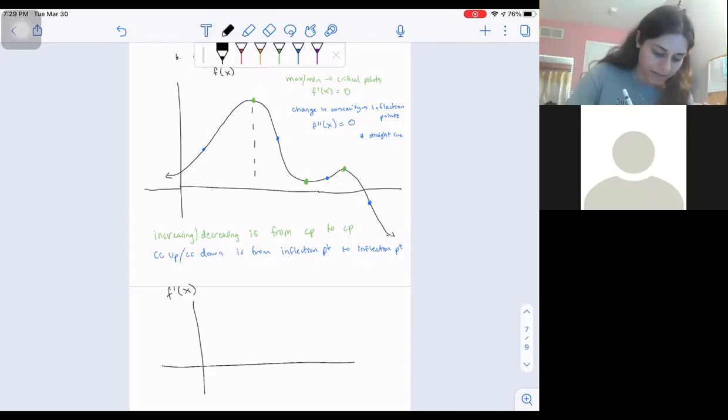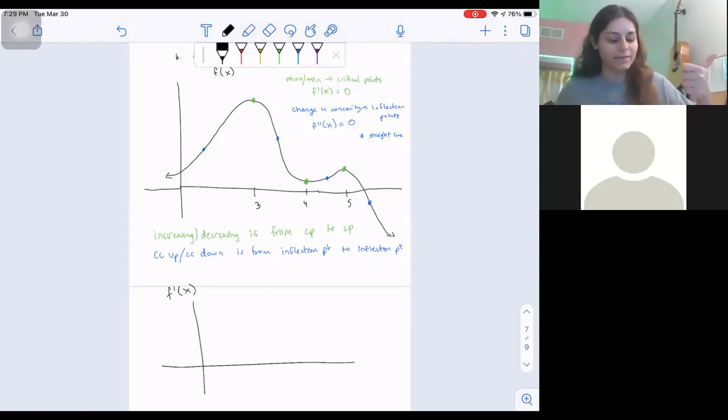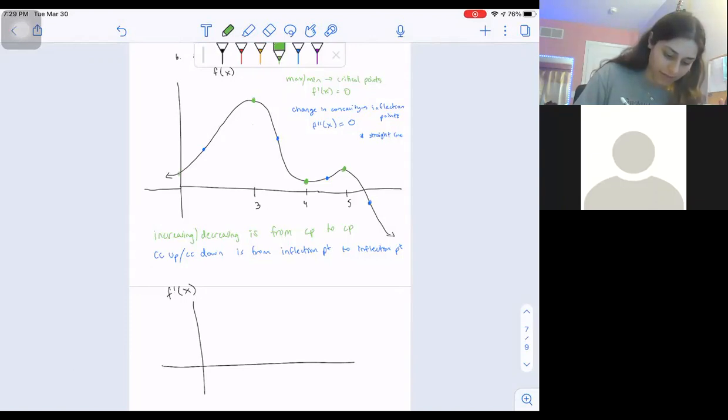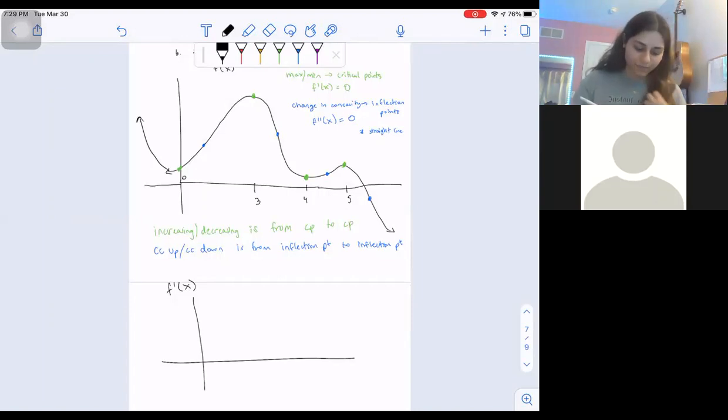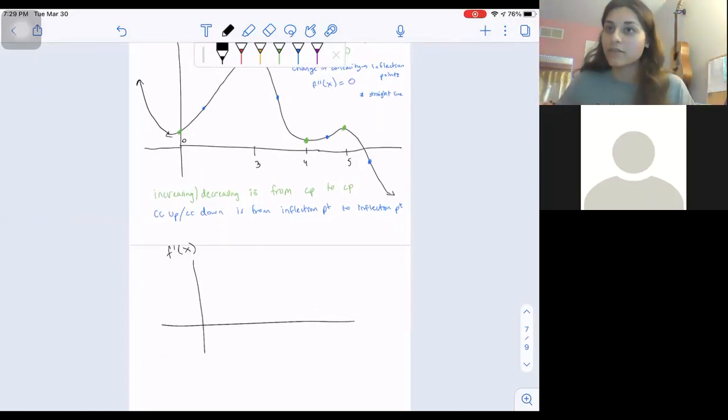So let's assume that this is at x equals 3. This is at x equals 4, 5. All right, so that's given by our critical points. So we have a critical point at x equals 3, x equals 4, x equals 5. And then for the fun of it, let's say we have one at x equals 0. We don't really quite, but we'll pretend, okay? So that means x equals 0, 3, 4, 5 are critical points. Critical points tell us that the first derivative is equal to 0.